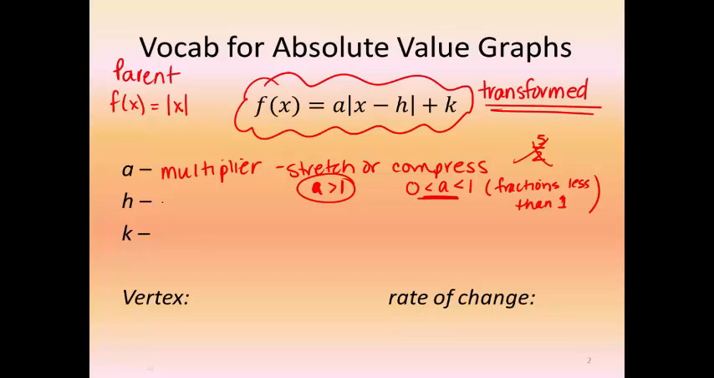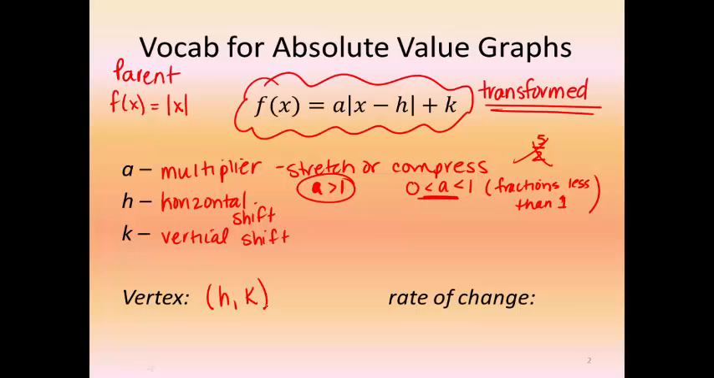H is the horizontal shift. It's a horizontal shift, meaning it moves left or right. And K is our vertical shift. And so this takes our function, it moves it up and down. That's our vertical shift. So our vertex actually comes from the H and the K.